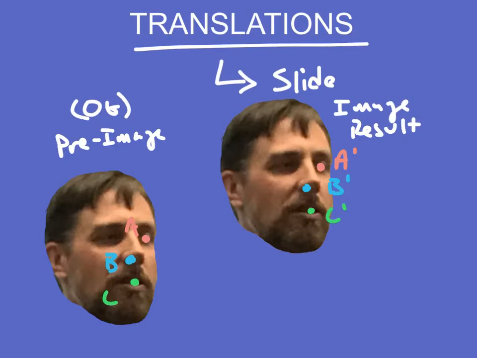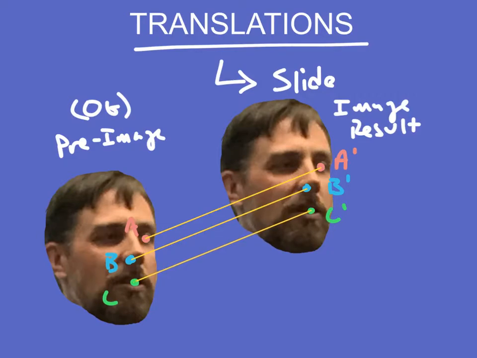Now what I want to do is connect each of these points with a line. If I connect points A to A prime with a line, I'm going to actually take this line and duplicate it twice and show you what I can do with that. Because if I take that line and duplicate it and move this over, all these lines are the same length as each other.